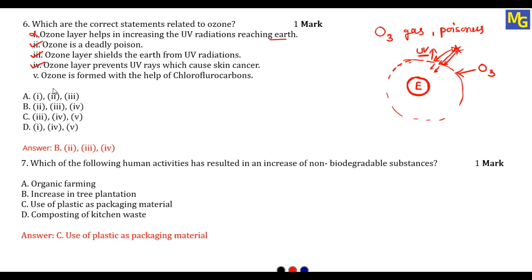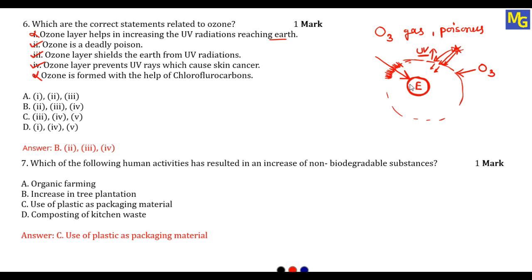Now we will see statement 5th. Ozone is formed with the help of chlorofluorocarbon. Actually, it is completely wrong, because chlorofluorocarbon is a refrigerant in the refrigerator. Due to these gases, this ozone layer is getting depleted. So the ozone layer is getting removed, and if this ozone layer gets removed, UV radiations directly enter the earth.